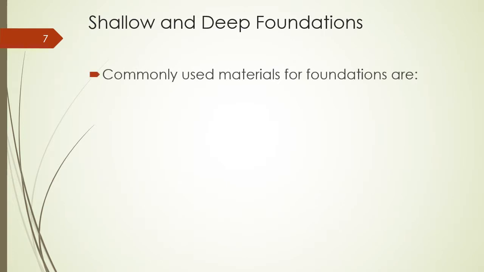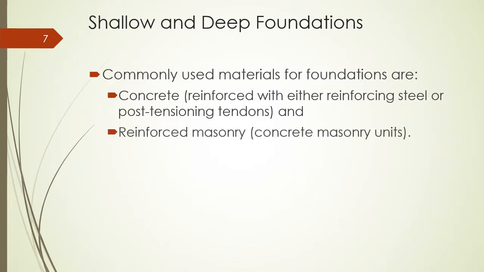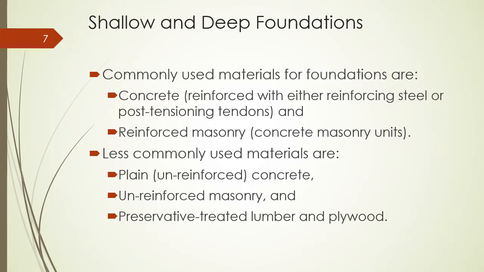Now, some commonly used materials are going to be reinforced concrete, either with standard reinforcing steel or post-tensioning tendons, or reinforced concrete masonry, basically concrete masonry units. Less commonly used are going to be plain unreinforced concrete, unreinforced masonry, and preservative-treated lumber and plywood. The book tends to limit discussion to concrete with rebar or post-tensioned and reinforced masonry.